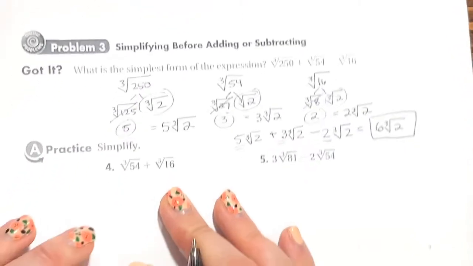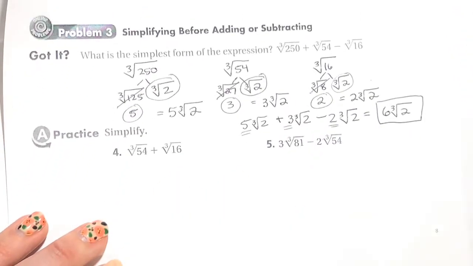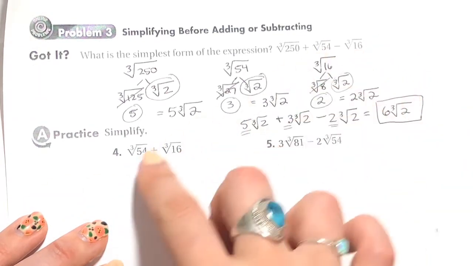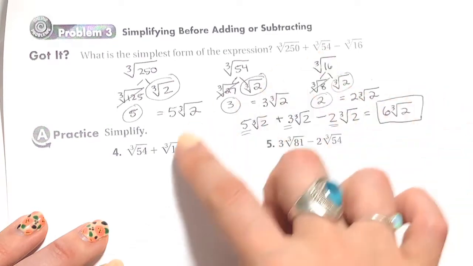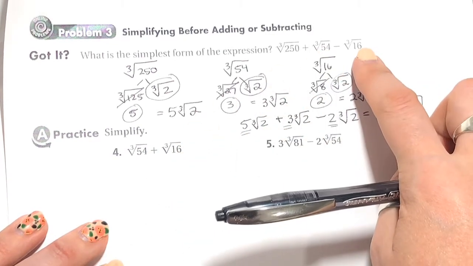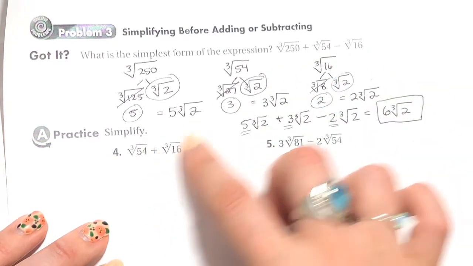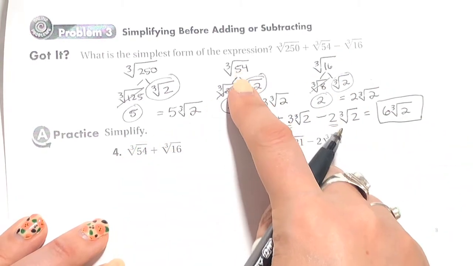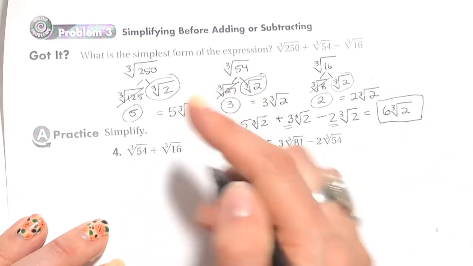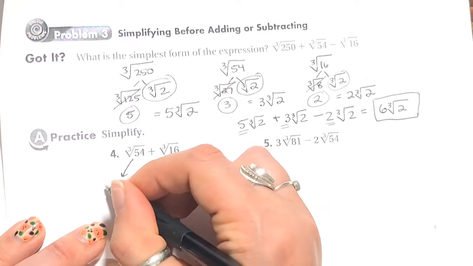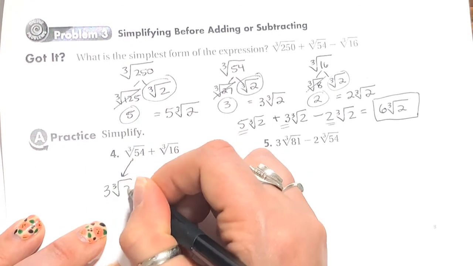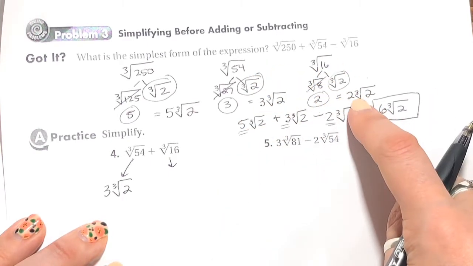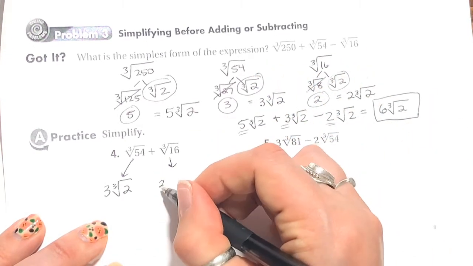Okay. So let's try another one. This one's almost exactly the same as the one we just did. We've got a cube root of 54 and a cube root of 16. They're just asking us to add it instead of subtract it. So we already did the work for that. Cube root of 54 we know breaks down to 3 cube root of 2. And the cube root of 16 we already did. We know it equals 2 cube roots of 2.